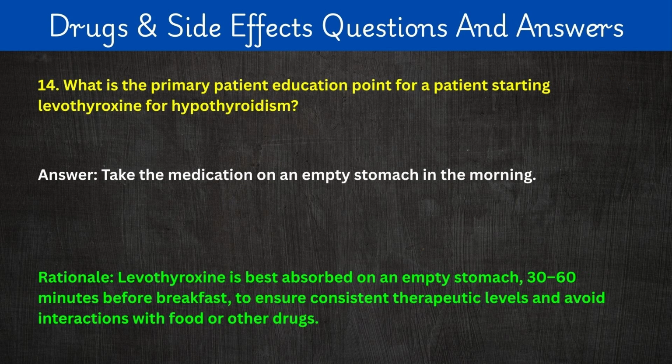14. What is the primary patient education point for a patient starting levothyroxine for hypothyroidism? Answer: take the medication on an empty stomach in the morning. Rationale: levothyroxine is best absorbed on an empty stomach 30 to 60 minutes before breakfast to ensure consistent therapeutic levels and avoid interactions with food or other drugs.